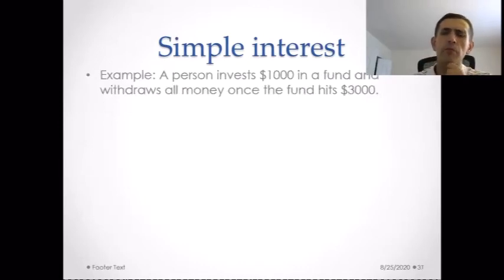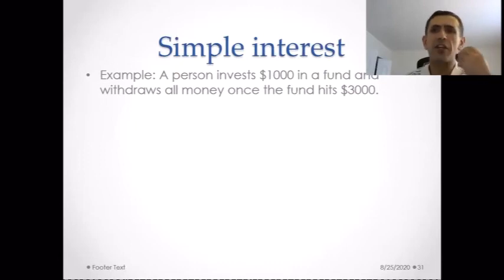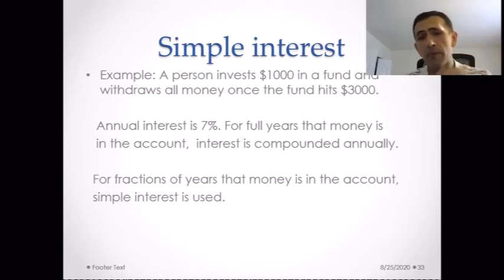So the last example I want to do in this video is as follows. A person invests $1,000 and withdraws all the money from this account once the investment fund hits $3,000. Effective annual interest is 7%. For full years that the money is in the account, interest is compounded annually, so it's compound interest, but for fractions of years that the money is in the account, simple interest is used.